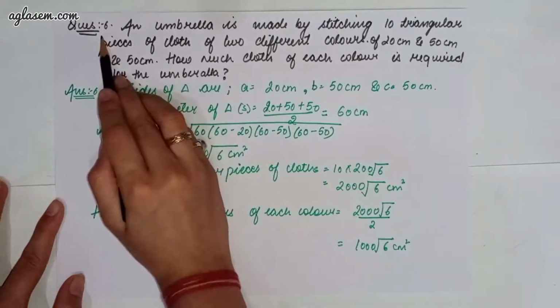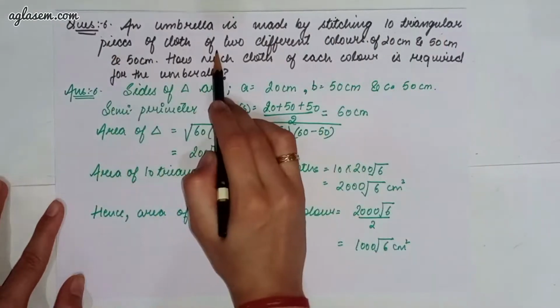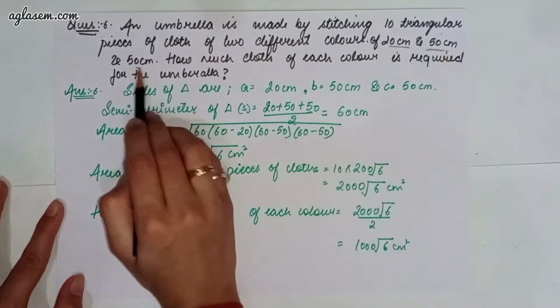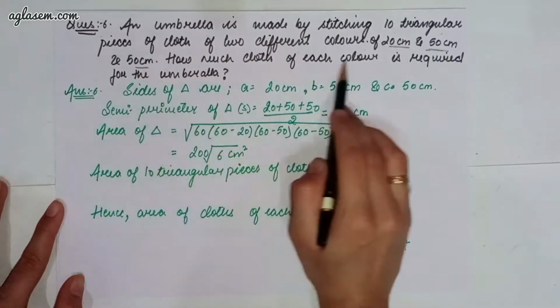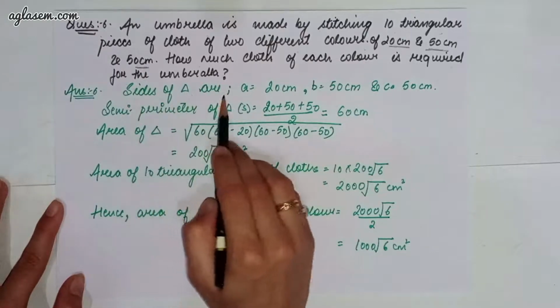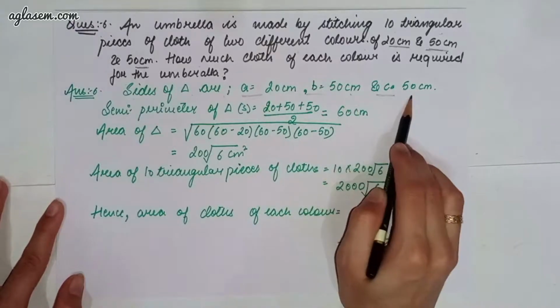Moving to our 6th question, which says an umbrella is made by stitching 10 triangular pieces of cloth of 2 different colors, with sides 20 centimeter, 50 centimeter and 50 centimeter. How much cloth of each color is required for the umbrella? So the answer is, the sides of the triangle are A, B and C, given to us as 20 centimeter, 50 centimeter and 50 centimeter.